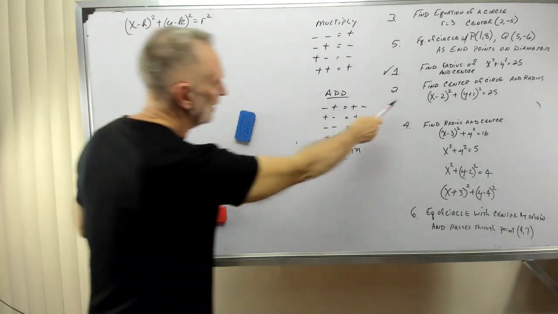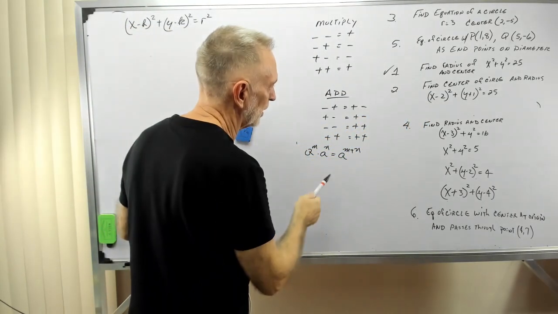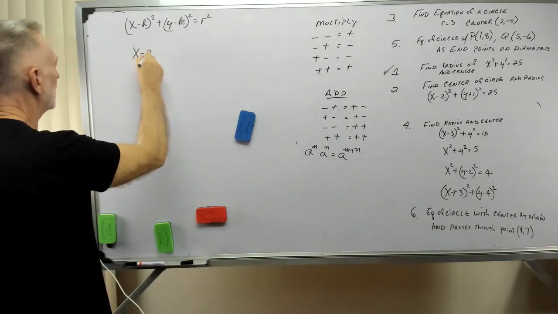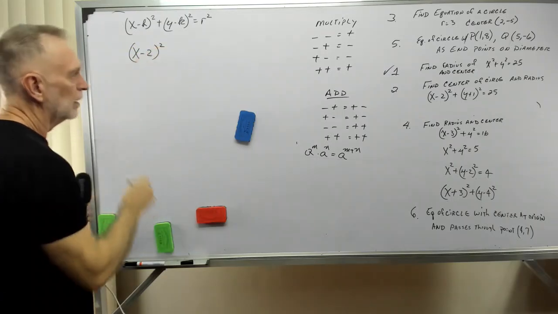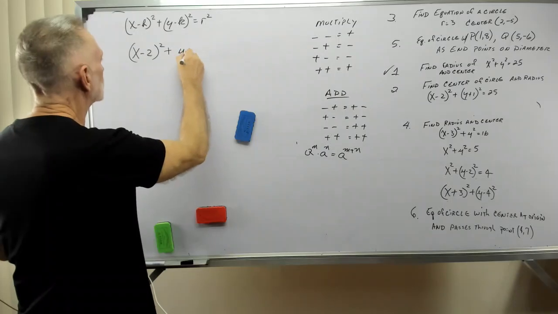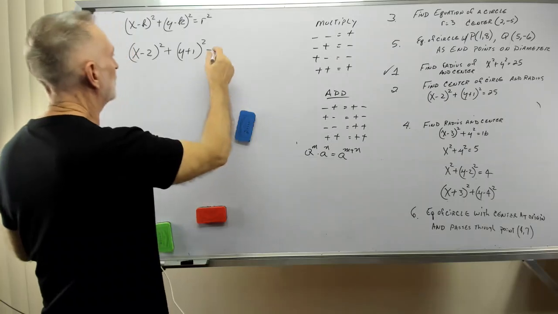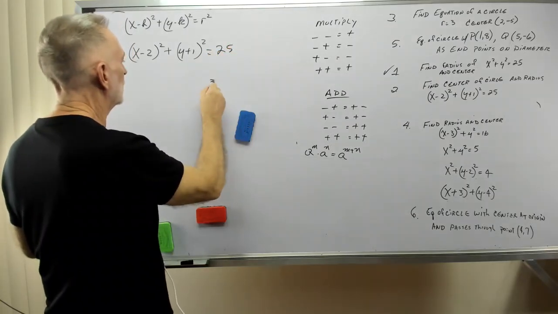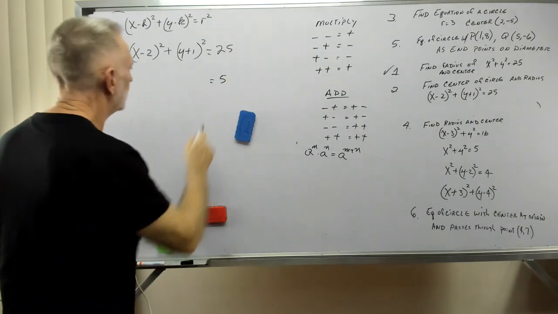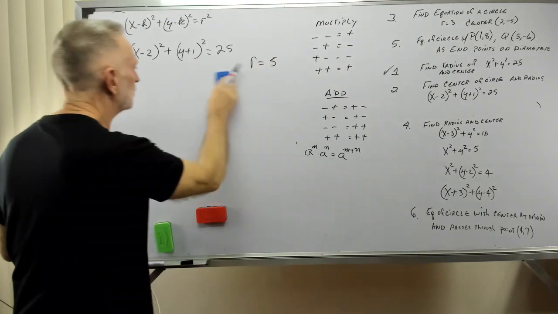Number 2, find the center of the circle and its radius, of x minus 2 squared plus y plus 1 squared, and that equals 25 also. Well, we know the square root of 25, r is 5, so we know that. So I'll put it over here. R equals 5.